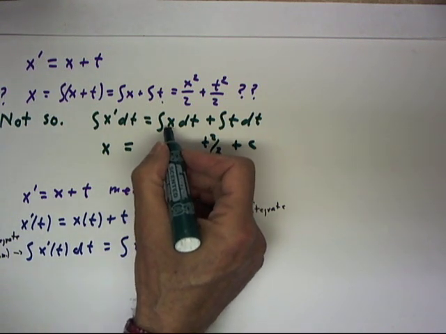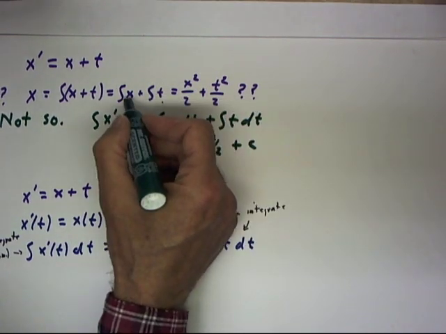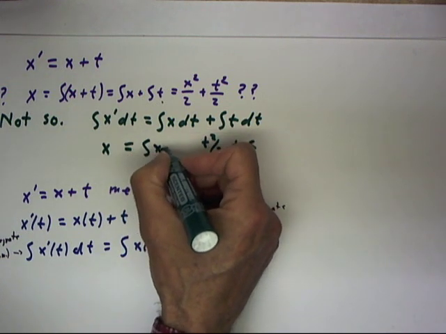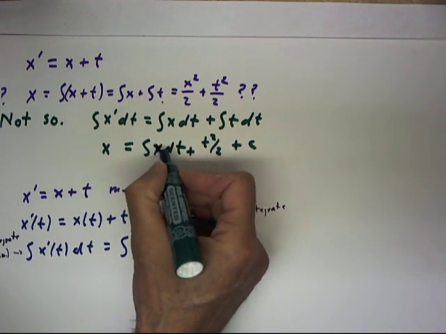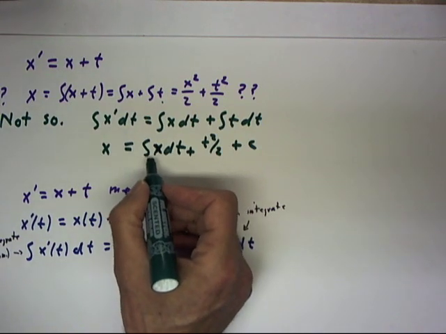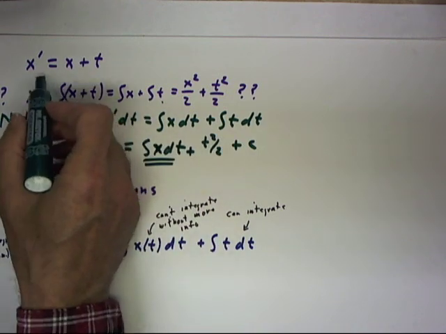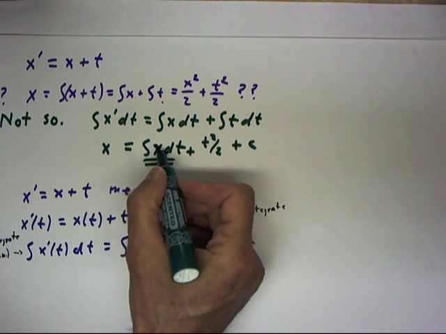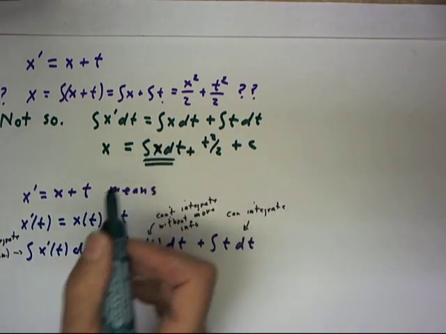The problem is that the integral of x with respect to t is not x squared over 2. The integral of x with respect to x is x squared over 2, but the integral of x with respect to t depends a whole lot on what the function x is, so that we have no idea what this integral would be. So we can't simply write the solution to this equation by integrating each term. We don't know how to integrate x with respect to t because we don't know what the function x is.